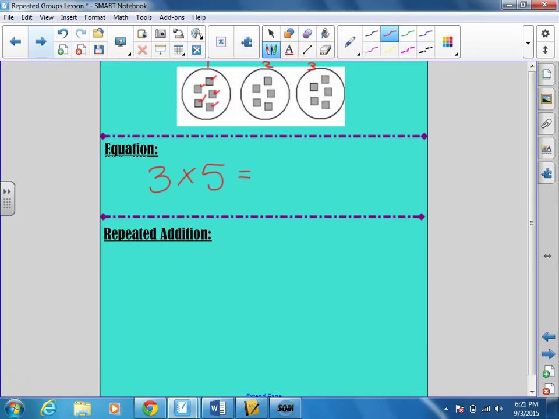Now, when we begin to count, 1, 2, 3, 4, 5, 6, 7, 8, 9, 10, 11, 12, 13, 14, 15. We notice that 3 times 5 equals 15. Again, with repeated addition, we write 3 times 5. Our first factor tells us how many times we're going to add our second factor.